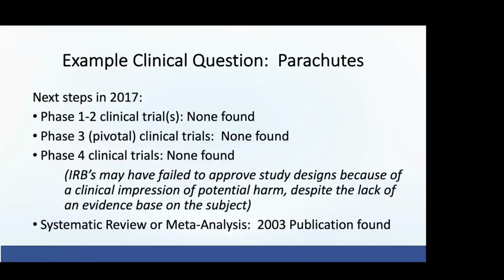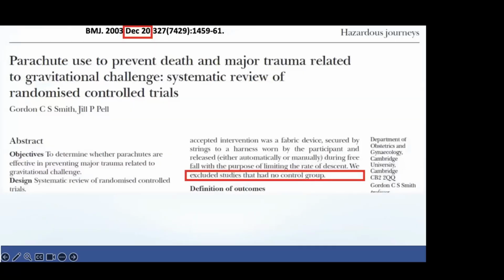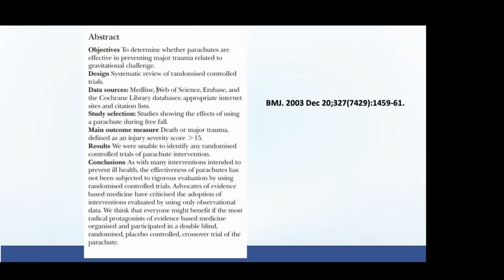If we were continuing our clinical trial paradigm, then we would do a search and see if anything was found. There indeed weren't any other clinical trials found, at least back in 2017, but there was a systematic review and meta-analysis publication from 2003 found. In this study, they did a proper evidence-based review, and they excluded studies that had no active control group, so no studies that had no parachute. The outcome was death or major trauma defined as an injury severity score more than 15.